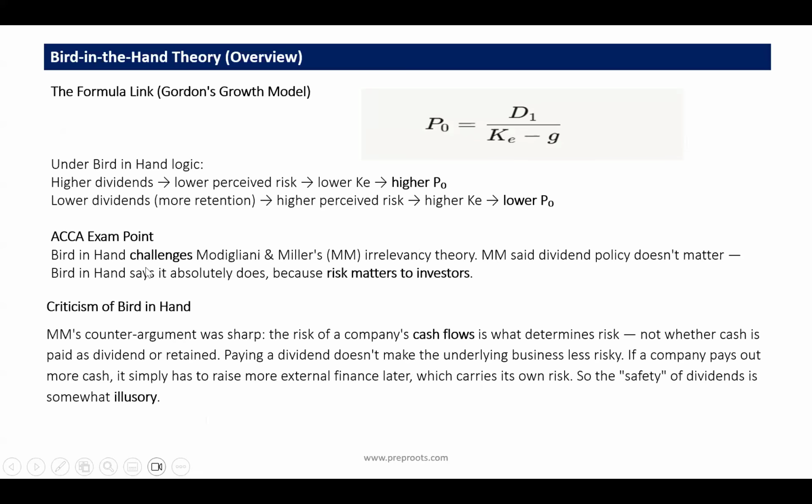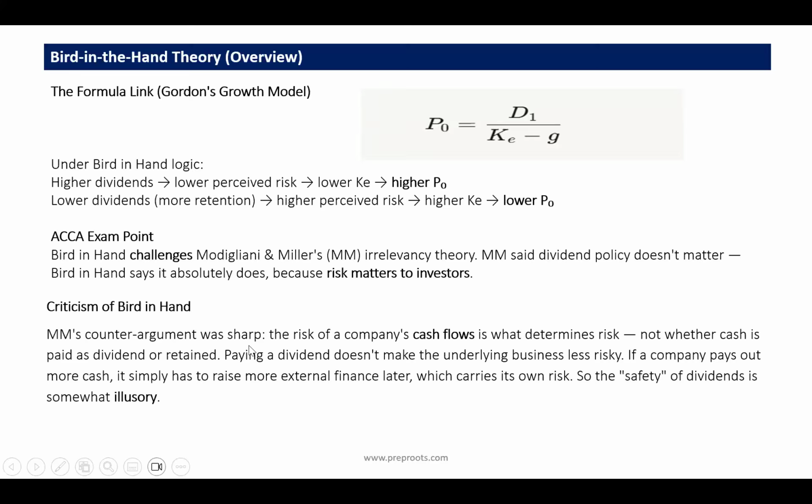Bird in the hand challenges irrelevancy theory, which said dividend policy does not matter. But bird in the hand theory, which is relevancy theory, says dividend paid now matters because risk matters to investors. So there is a criticism of bird in the hand theory.